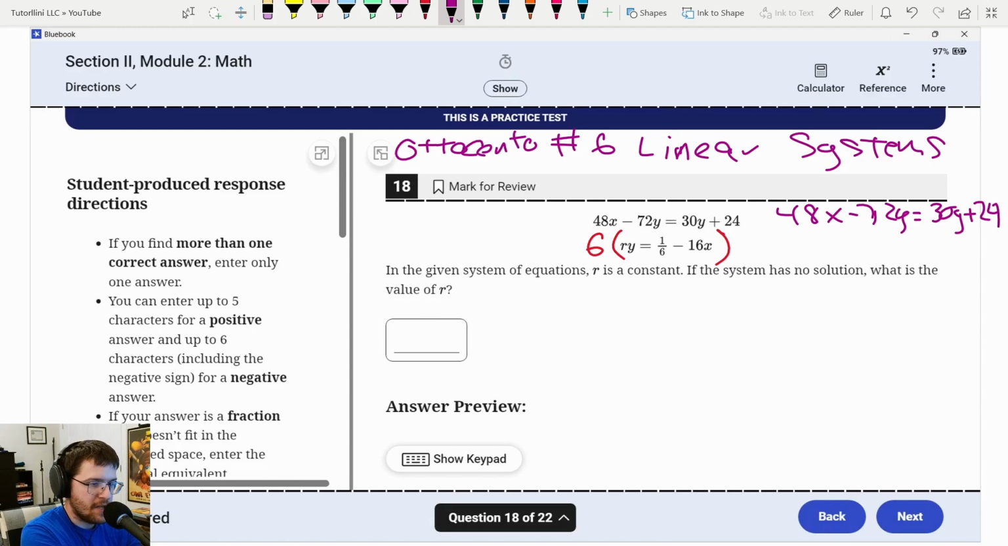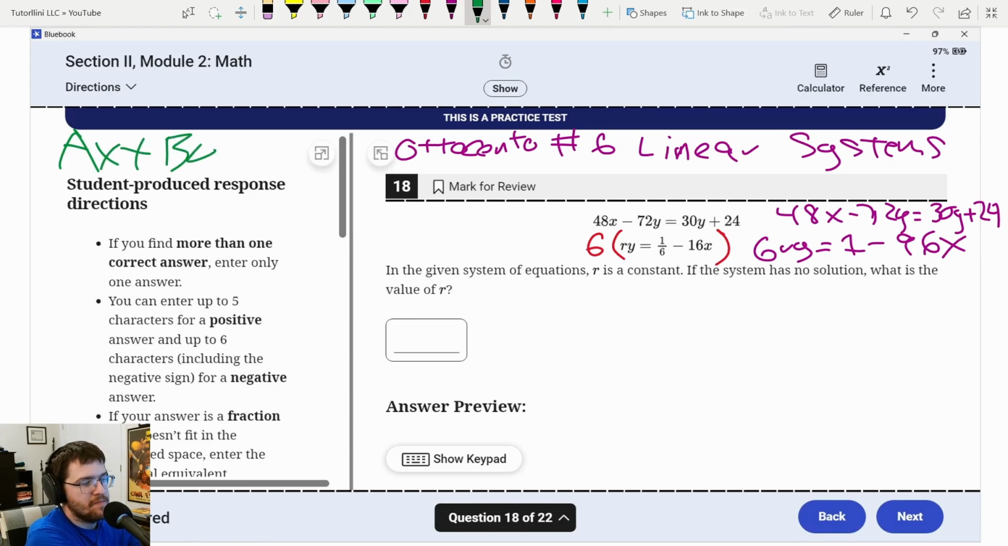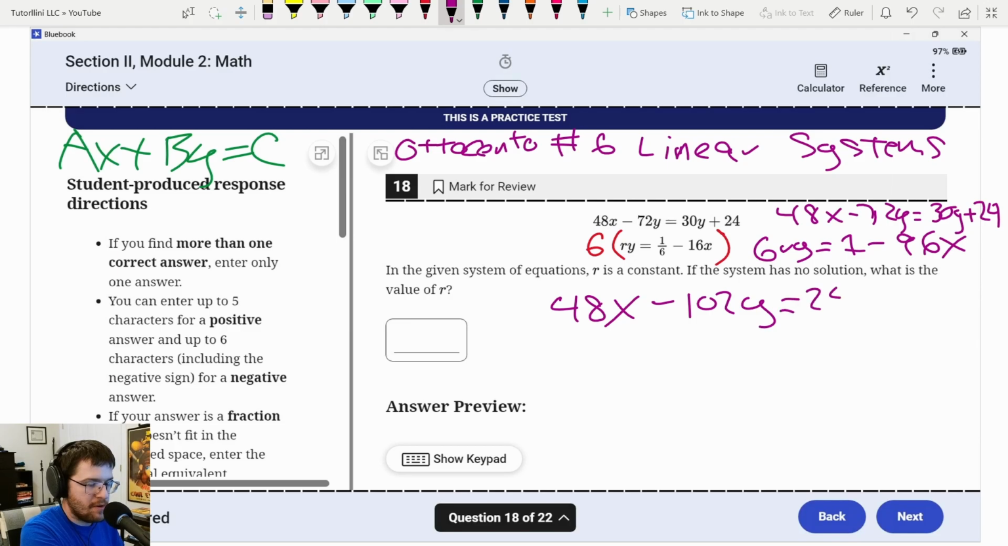And then if I multiply that one by 6, I get 6ry equals 1 (6 times 6 is 1) minus 6 times 16, which is 96x. Now I'm going to put both of them in standard form. So I want it to look like Ax plus By equals C. The top one is pretty good, just this 30y is in the wrong spot. So I'm going to move him to the other side by subtraction. So I get 48x minus 72 minus 30y, that's negative 102y equals 24.